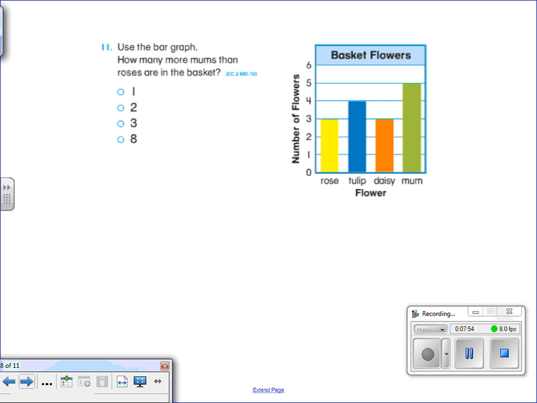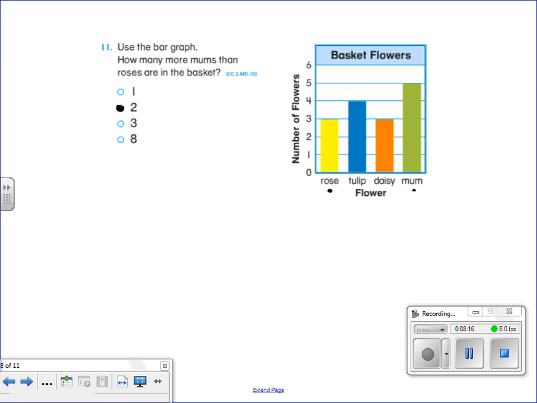Use the bar graph. How many more mums than roses are in the baskets? We have basket flowers, 4 different types of flowers along the bottom here, and your scale that goes up to 6 that tells the number of flowers. How many more mums than roses? We're looking at mum and rose. Joanna? 2. 2 is correct.